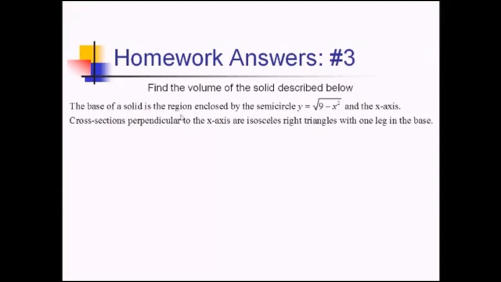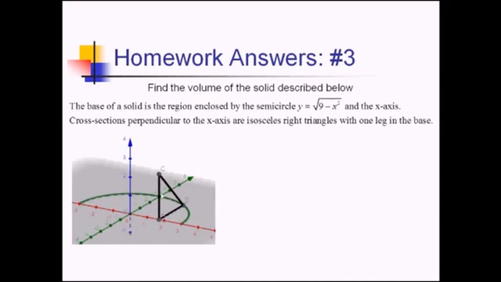For this problem, the base of a solid is the region enclosed by this semicircle and the x-axis. Cross-sections are isosceles right triangles with one leg in the base. So here's just a 3D representation of this, just because I can. There's my semicircle, and here are my isosceles right triangles with one leg in the base.